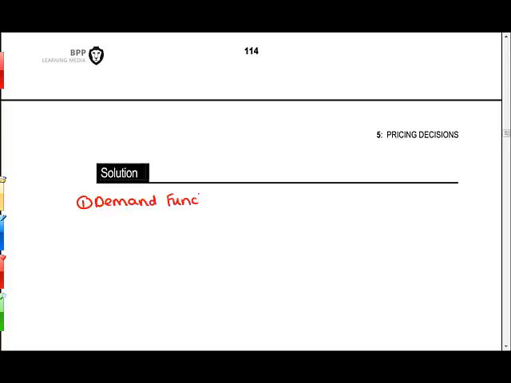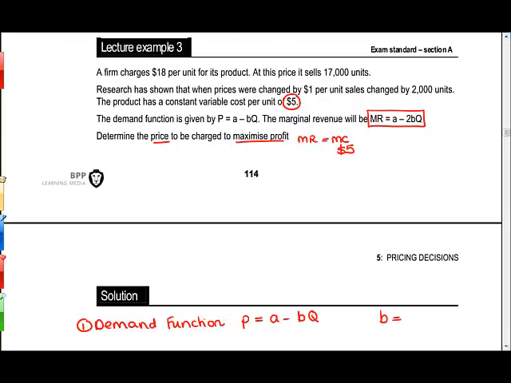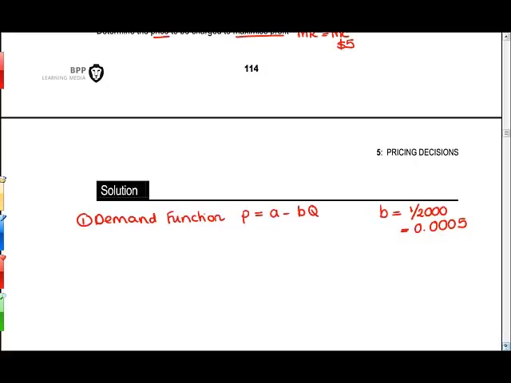The demand function, remember then, is P equal to A minus BQ. So we start off by working out the value for B. And we're told here that research has shown that when the prices were changed by $1, so that's the change in price, there will be a change in units of 2,000. So B is equal to 1 divided by 2,000, which is equal to 0.0005 units. So that's the gradient then of our line.